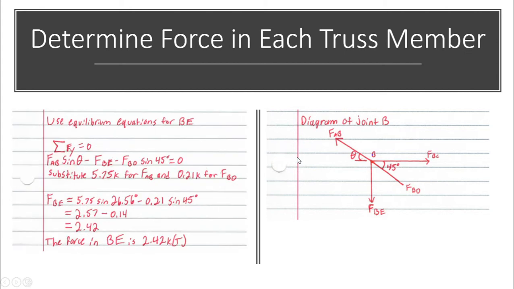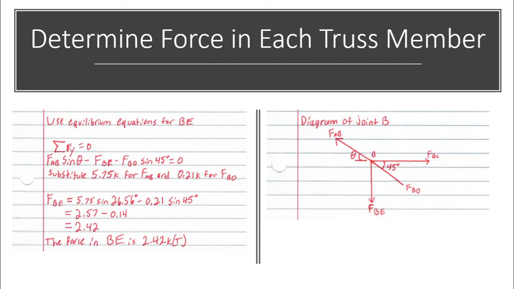Again, use the second equilibrium equation for the y-axis. You plug in the 5.75 for AB, the 0.21 for BD. You adjust for the angles at which these forces are acting, and you can find the other y component of this joint, which is BE. And BE is found to be acting 2.42 kilos in tension.